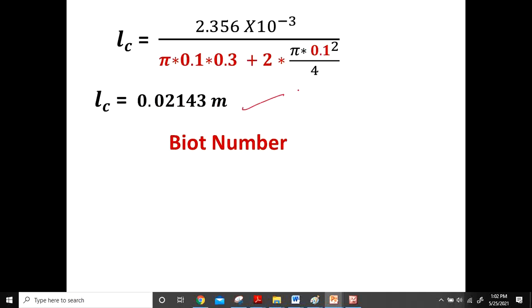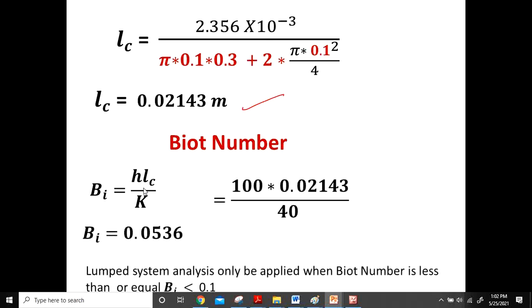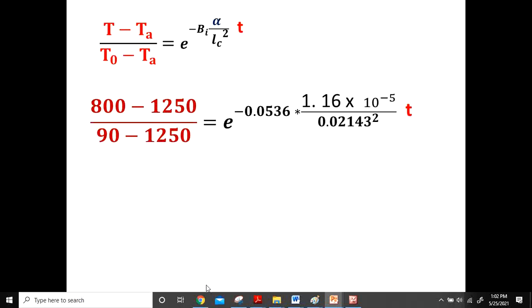The characteristic length is 0.02143 meter. The Biot number is h Lc divided by K, and this is the value. Therefore you can go for the lumped system analysis, because the value of the Biot number is less than 0.1, where the internal thermal resistance of the solid body is less than the convective thermal resistance.